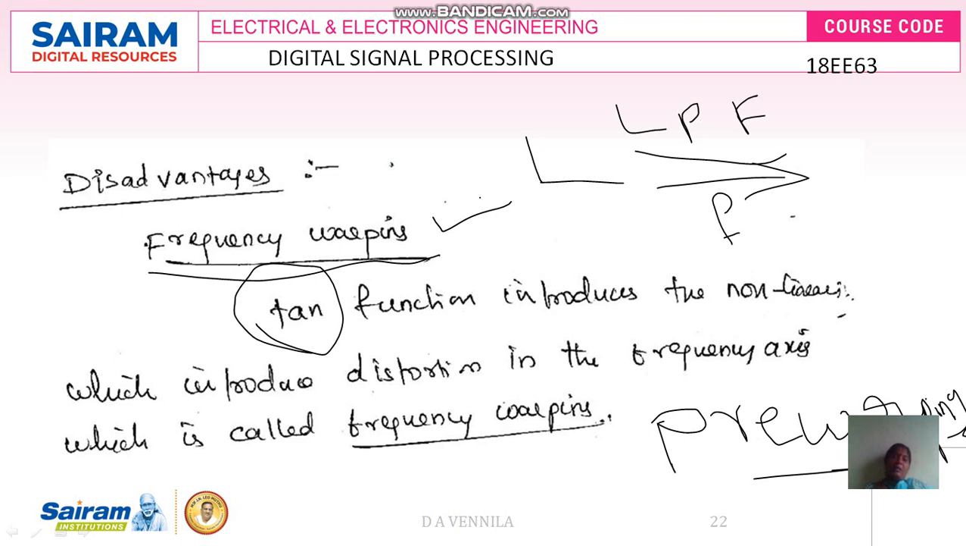So the advantage is one-to-one mapping. The disadvantage of the impulse invariant technique is non-conformal mapping, which can be overcome by using the bilinear transformation technique. The bilinear transformation technique is a conformal mapping or one-to-one mapping, and here the disadvantage is frequency warping. This frequency warping can be overcome by using the pre-warping technique.